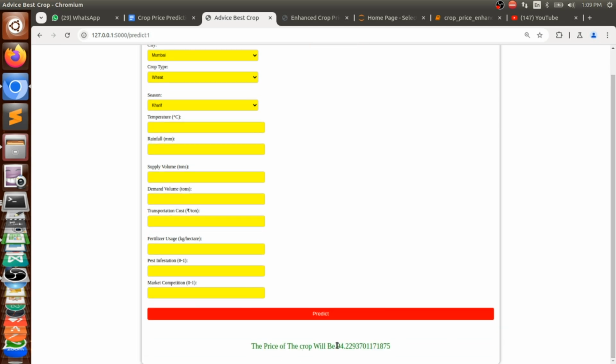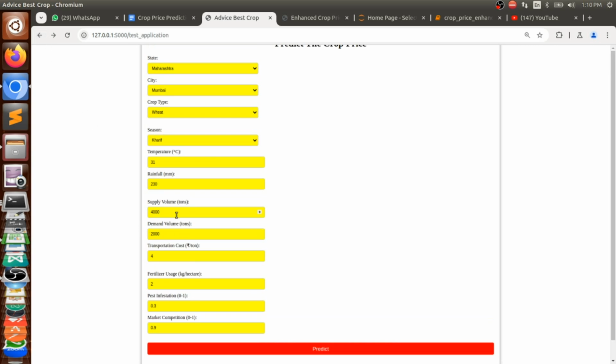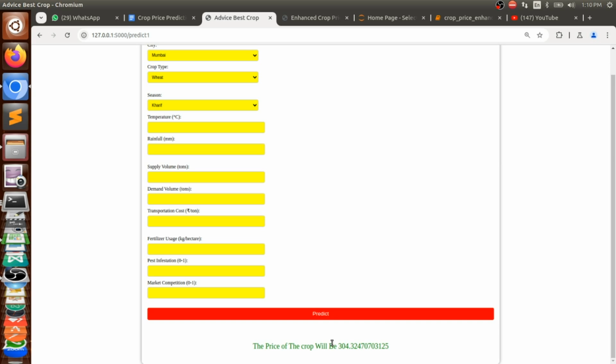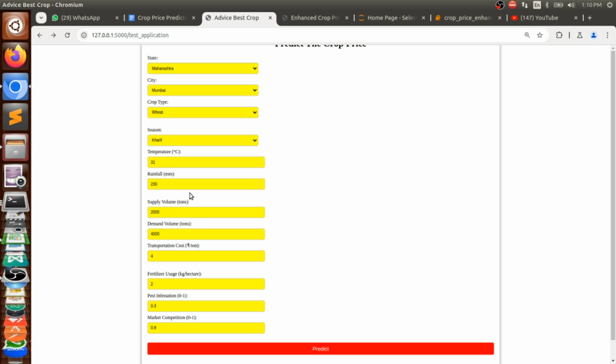So this is giving us 94 rupees per kg. Now what will happen? We change that parameter. Supply volume was high and demand was very low. What happens when I exchange this? Supply is very low and the demand is very high. The price you see is 304. The price for the wheat increased more than twice, even more than thrice. So this is the reason: what the demand is and what the supply is.